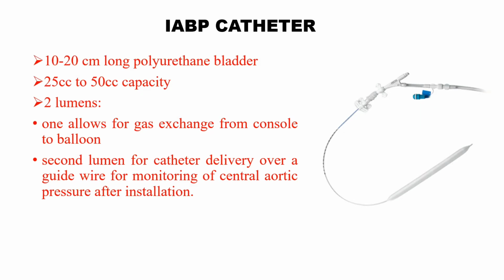Next we see the IABP catheter. The catheter is 10 to 20 centimeters long with a polyurethane bladder, which has a 25 cc to 50 cc capacity. The soft balloon catheter contains two lumens. One allows for gas exchange from the console to the balloon. The second lumen is for delivering the catheter over a guide wire and for monitoring of central aortic pressure after insertion.